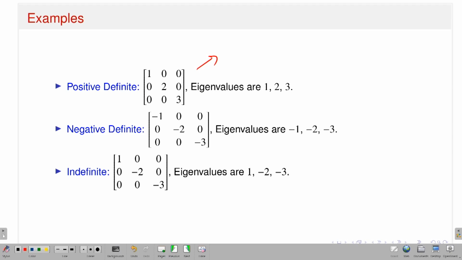Indefinite, again you have to look at the diagonal elements, because I am dealing with a diagonal matrix. Eigenvalues are 1, -2, -3. That means one eigenvalue is positive, another eigenvalue is negative, and 0 is not an eigenvalue. So therefore it is indefinite.